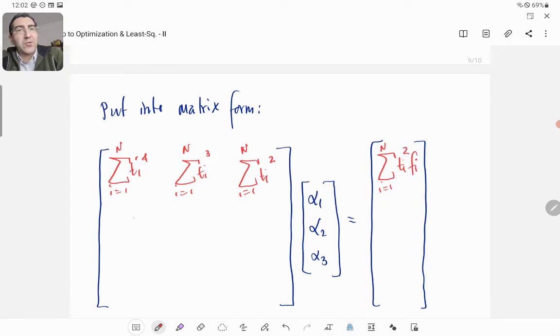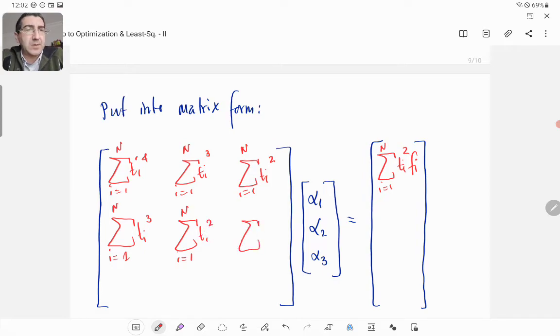right? And you have i equals 1 to n ti to the power 3, i equals 1 to n ti squared, i equals 1 to n ti.